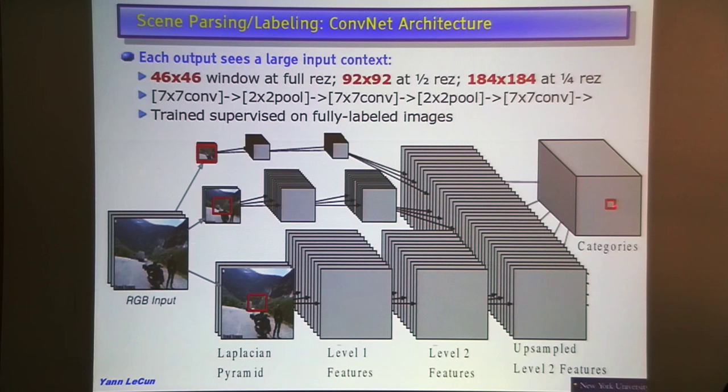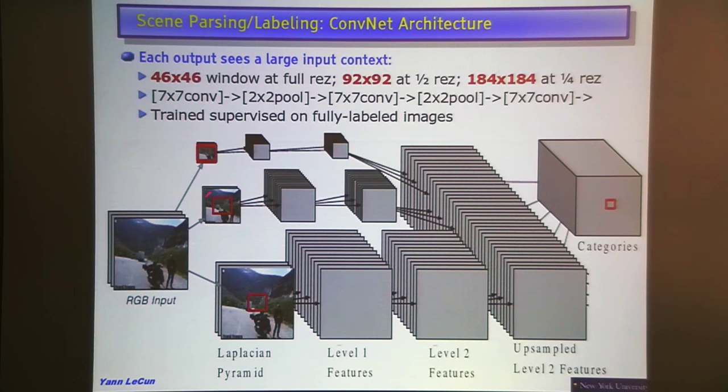And each location here corresponds to a particular window on the input. One particular location here is influenced by a 46 by 46 window on this high resolution image. But because we have the same convolutional net going through this, this particular output here would be influenced by a window that's twice the size, because the image here is half the size.